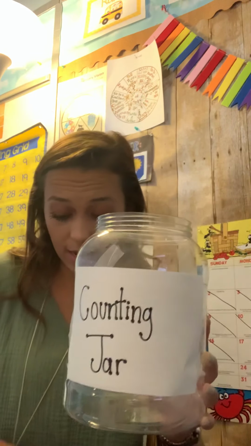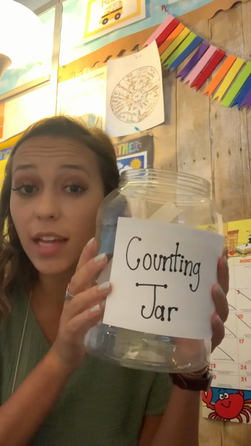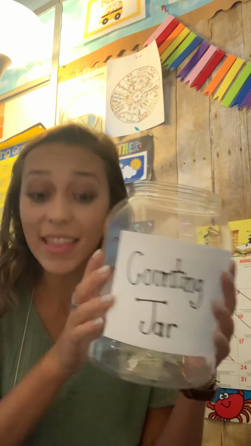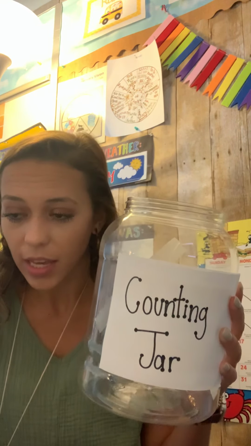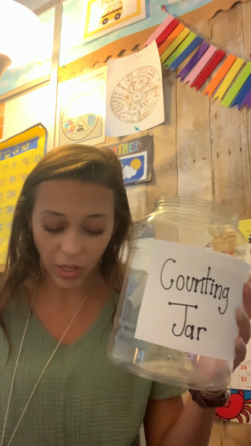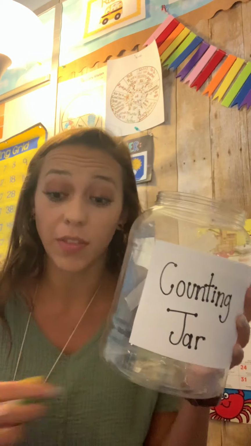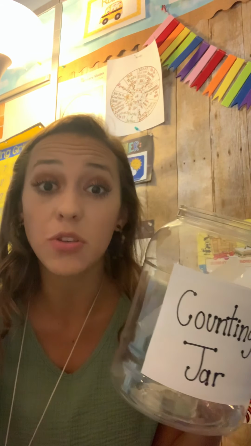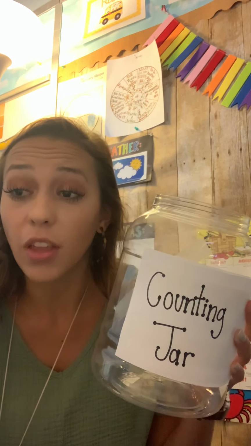1, 2, 3, 4, 5, 6, 7. Now look, there's nothing else in there. So how many things were in our counting jar that time? 7. There were 7 cubes. So we are going to be using our counting jar, and we're going to be counting lots of different things in our counting jar. And we're going to be using the counting jar all year long.